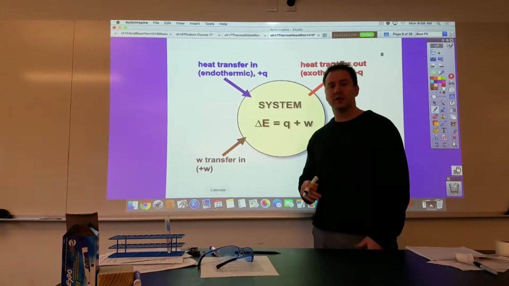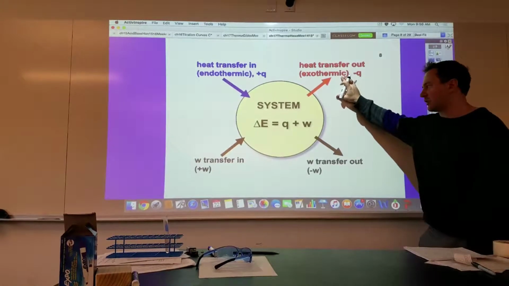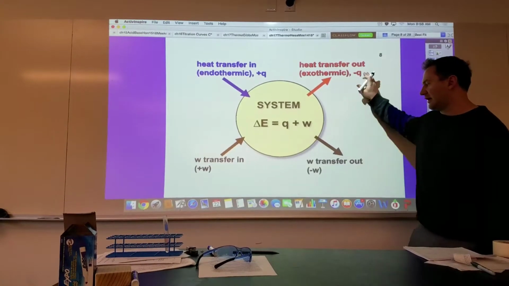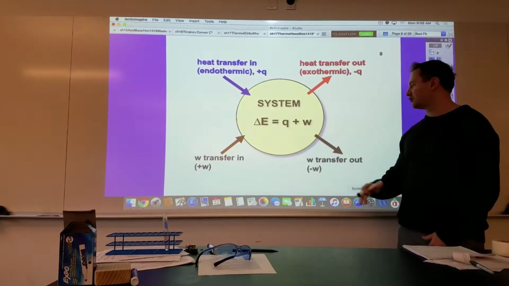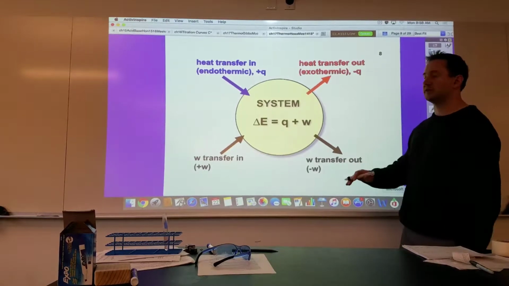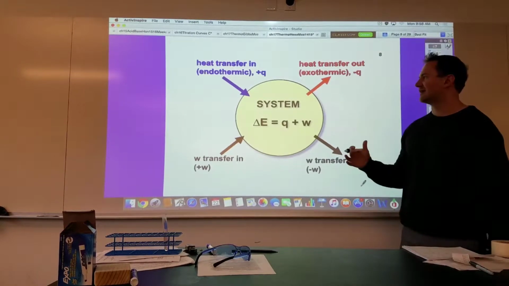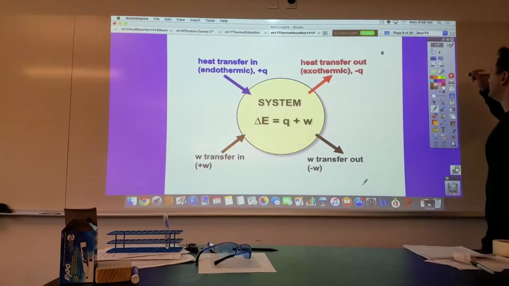However, if you have heat being released, like in an exothermic process, you can have work being done by the system. So if you think of an explosion, it's pushing out, it's doing work on the surroundings, and it's releasing heat. So the total energy change for an exothermic explosion is going to have a negative value for delta E because both Q and W would be negative.